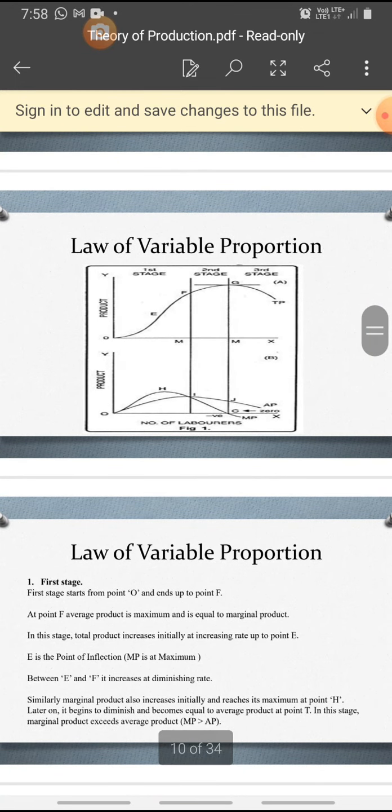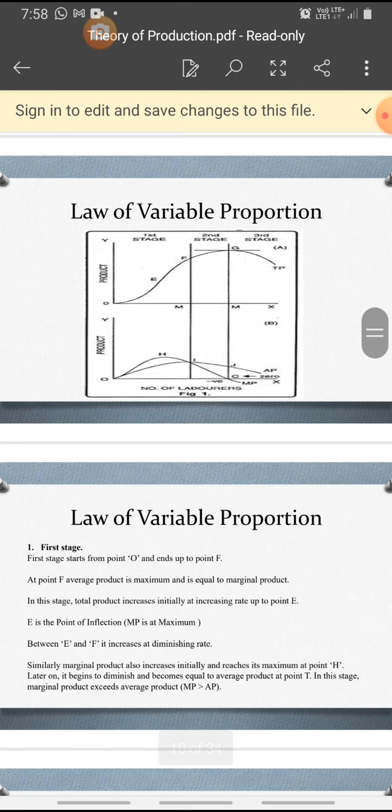So this is the diagram for the law of variable proportion. In the first part of the diagram, it is given the total product. Total product is going through three stages. First, it is increasing at an increasing rate. Second, it is increasing at a decreasing rate. Third, it is decreasing. Then the second part of this diagram, or the bottom part of the diagram, deals with average product and marginal product.